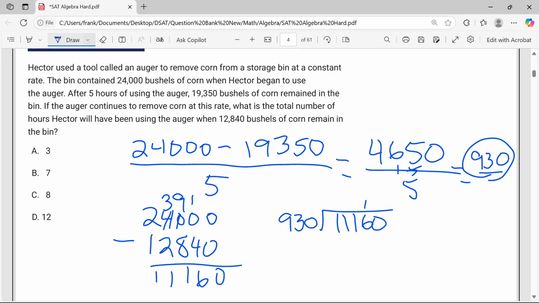1 times 930 is 930. Well, it's already going to be bigger than 10. So A, B, and C are out. It's going to be D. But let me just finish this.